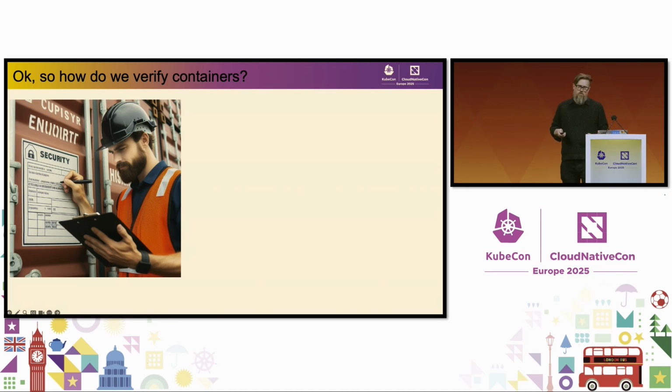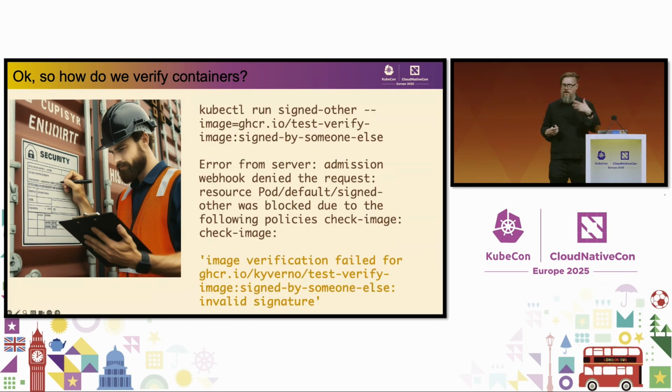It's discoverable in a known place, and then we can use tooling like Kyverno or Gatekeeper to verify that that thing was signed how we expect it. So here we are. We're going to run an image here, test verify image, that was signed by somebody else. Our policy is configured to reject that, and we can see there's an error message. So it was prevented from coming into the cluster.